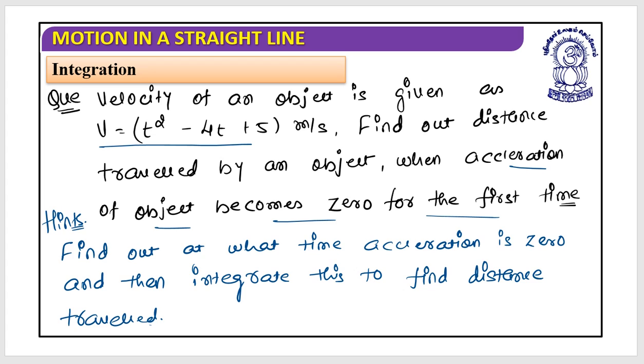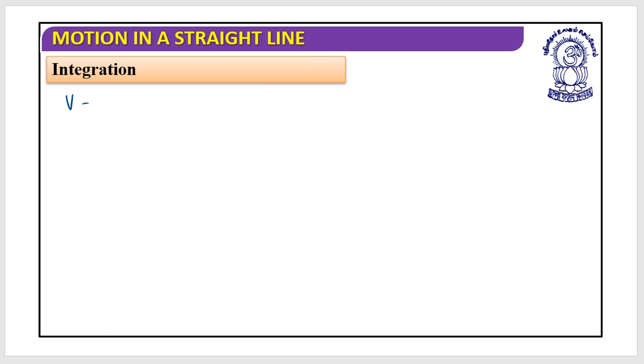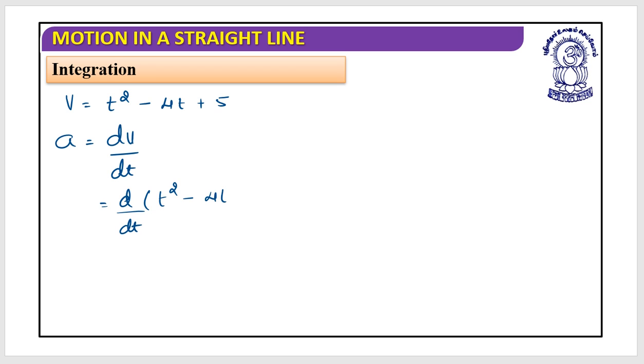Shall I? Let's look. v equals t square minus 4t plus 5. This is the data that has been given. What I need to do is find the acceleration first. It is a equals dv by dt. If I differentiate t square minus 4t plus 5, it is 2t minus 4. I require that acceleration should be 0, so I came up with t equals 2 seconds.